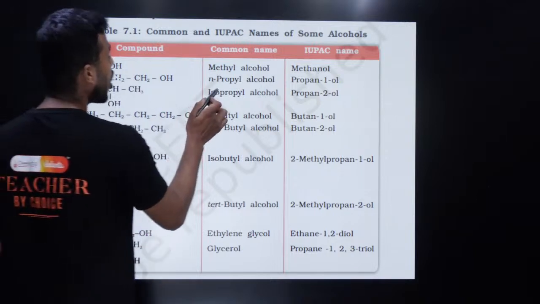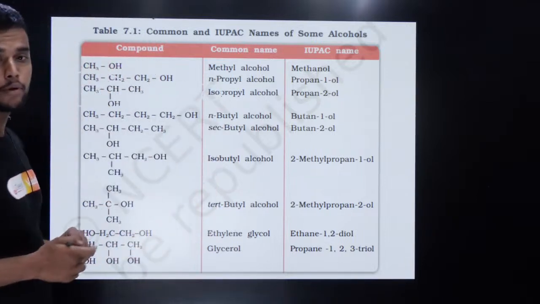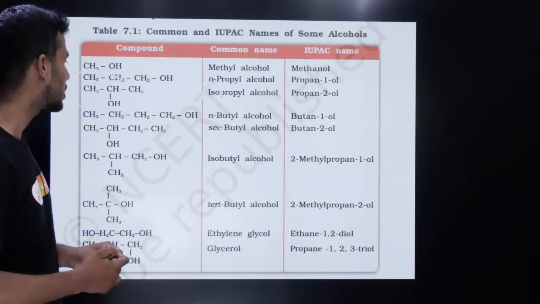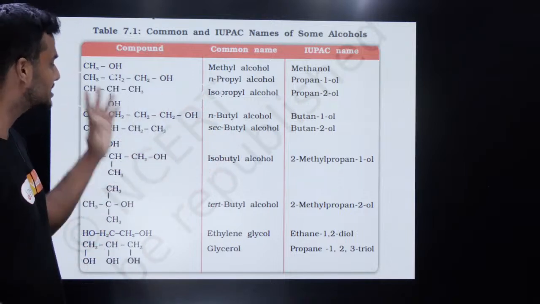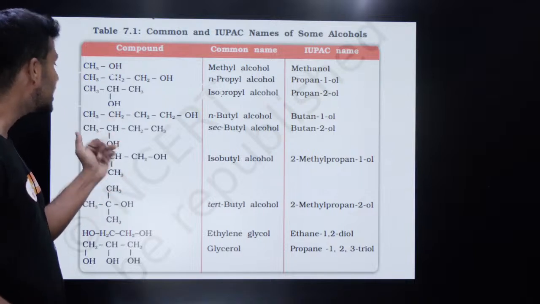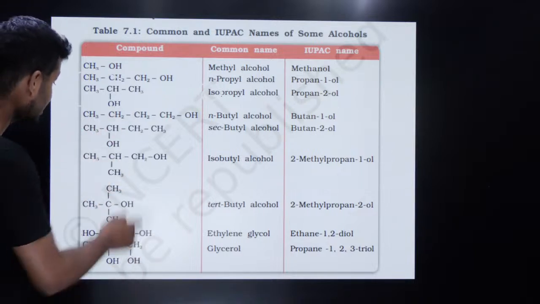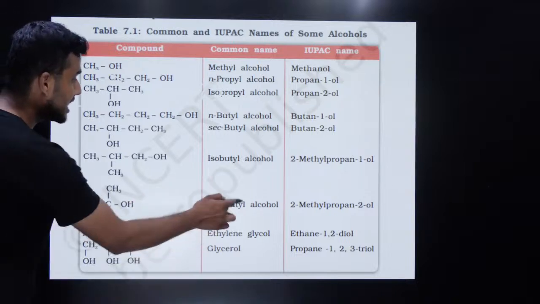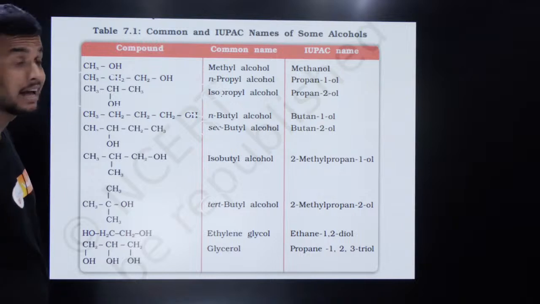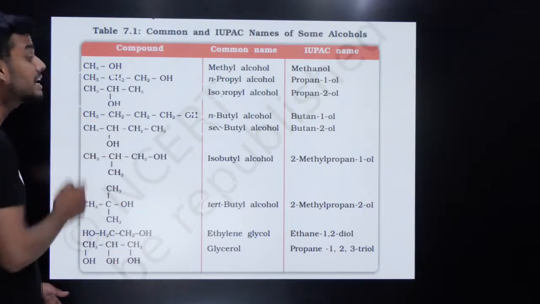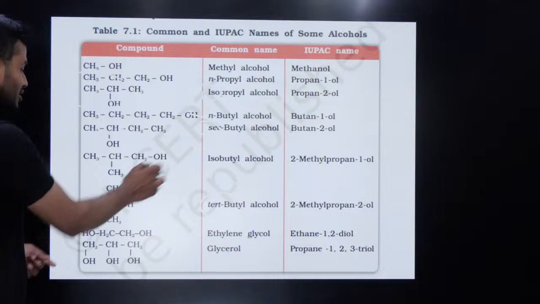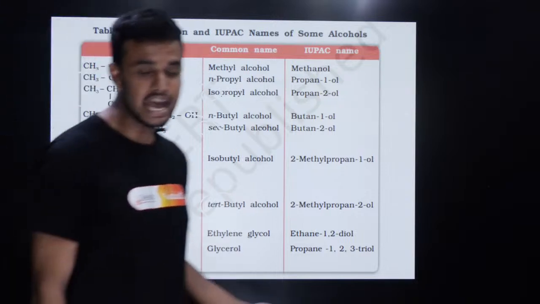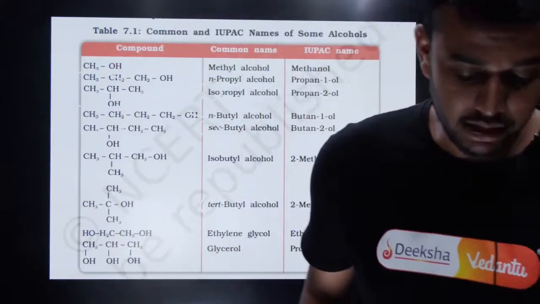For branched chain, we always use the word iso in the common name. Okay, students? N-butyl, and sec-butyl alcohol, the secondary alcohol, where the butyl group is at the second position. This one is isobutyl. Then this one is tertiary butyl. Same thing, my dear students.